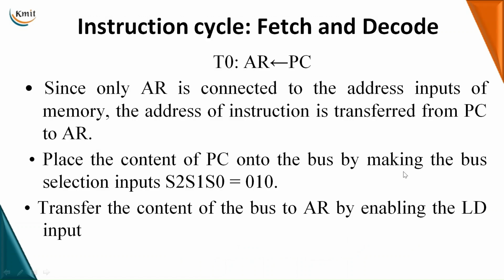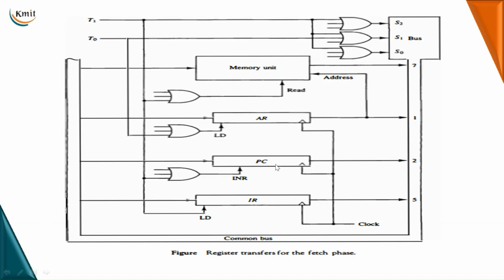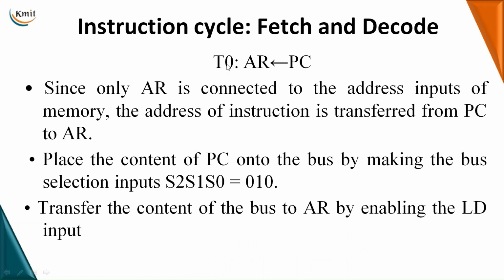Whenever your selection inputs are 0, 1, 0, we place the contents of PC. We make the selection inputs 0, 1, 0 because it is 2, so that the PC gets the control of the bus. By getting the control of the bus, it places the address onto the bus, so that by enabling the load input, the particular address is copied through the bus into the AR register. Okay, so that is done at clock cycle T0.